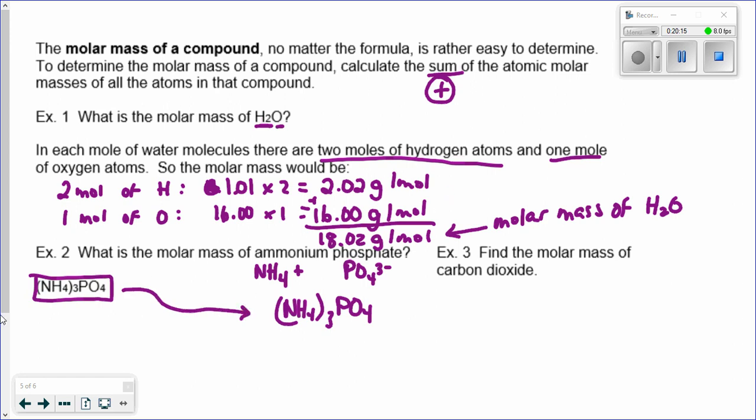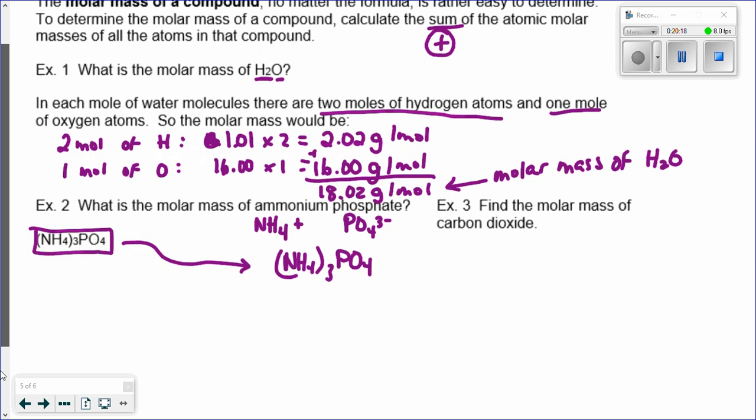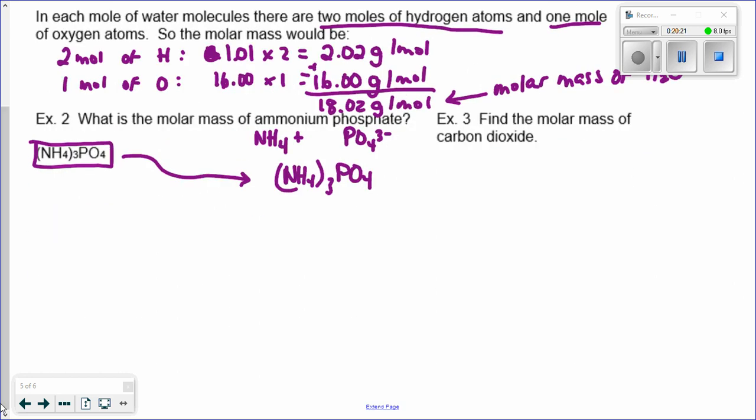So if I ever just give you the name, you need to be able to write your chemical formula properly. Otherwise, you will not get to the right molar mass. If I had just put NH4PO4, we would end up with the wrong molar mass because we haven't created the correct compound. So none of that. So now looking at the molar mass for ammonium phosphate, what that represents is that NH4, we have it 3 times. And then we have PO4 as well.